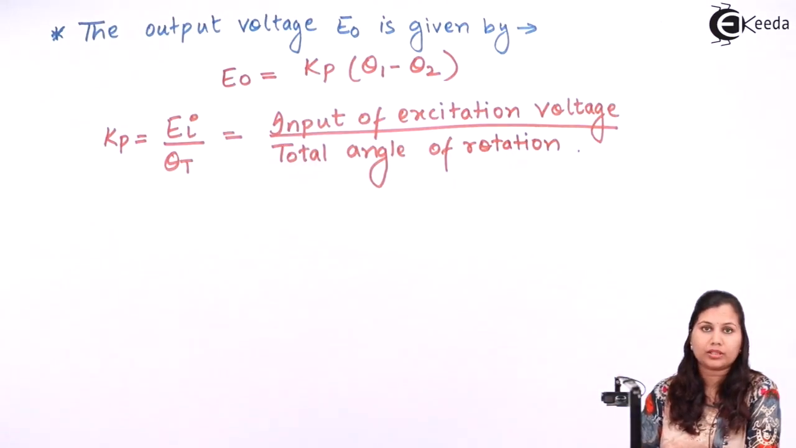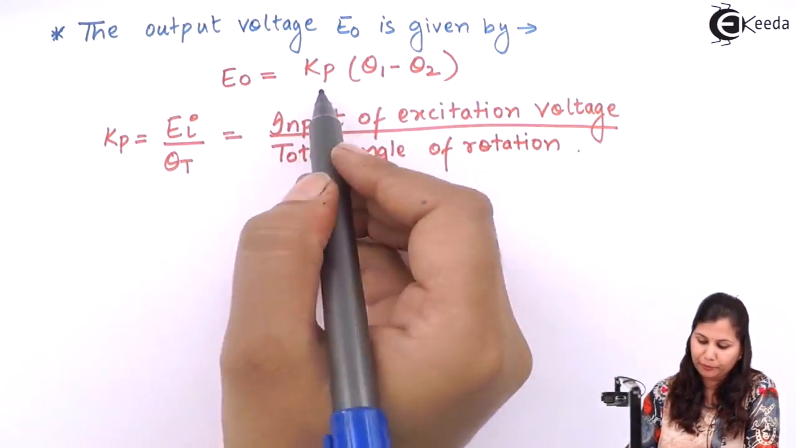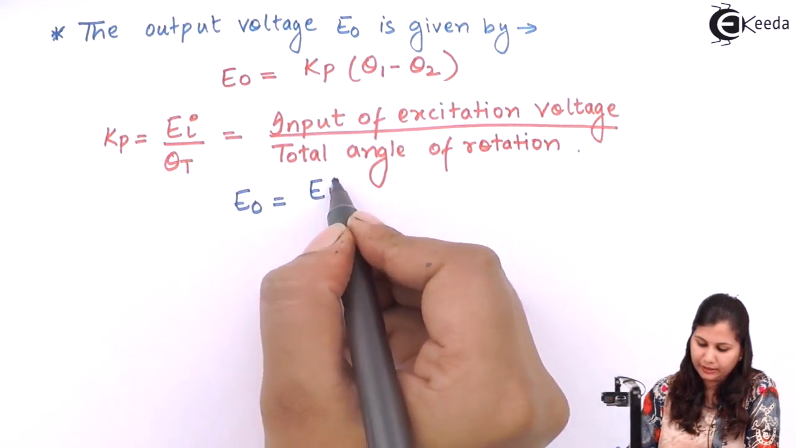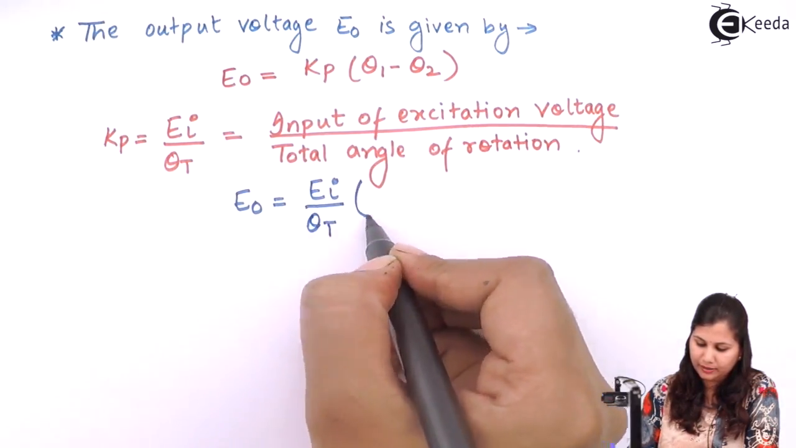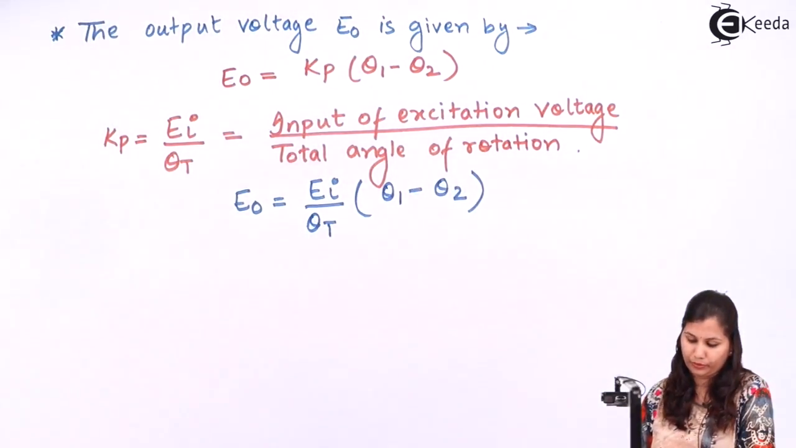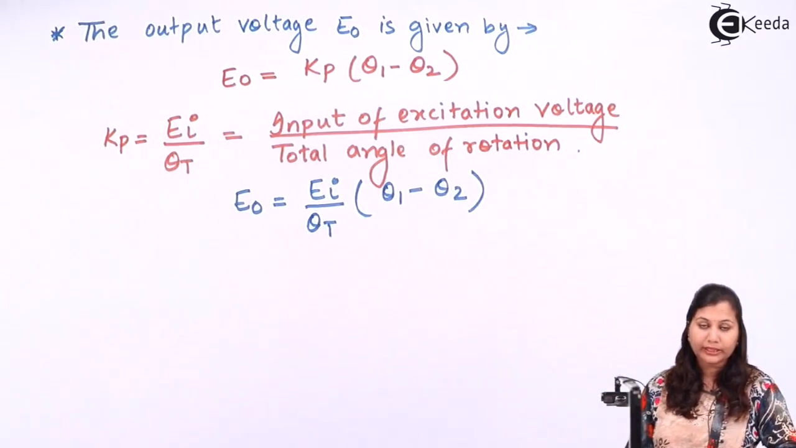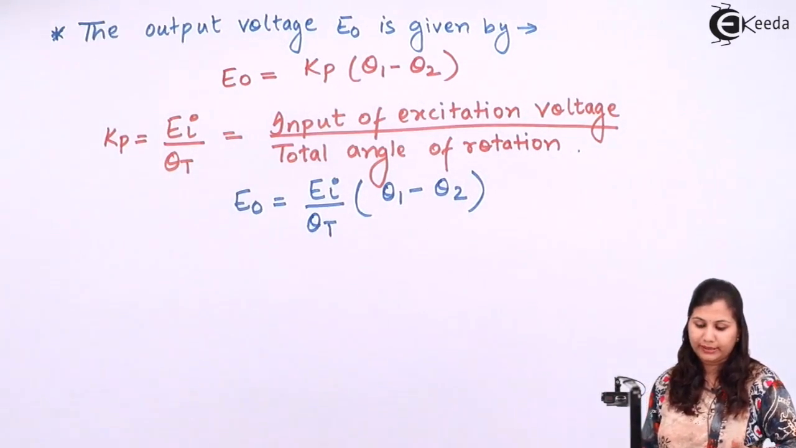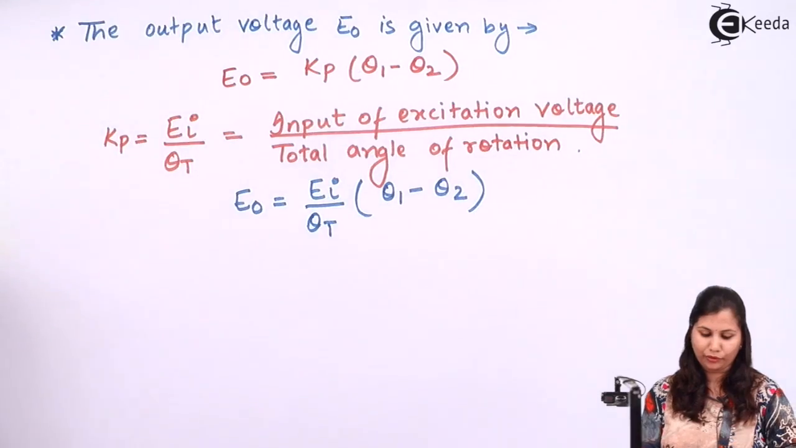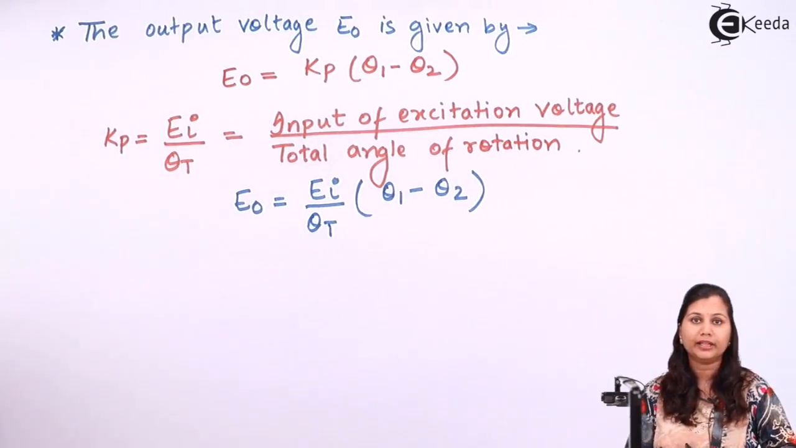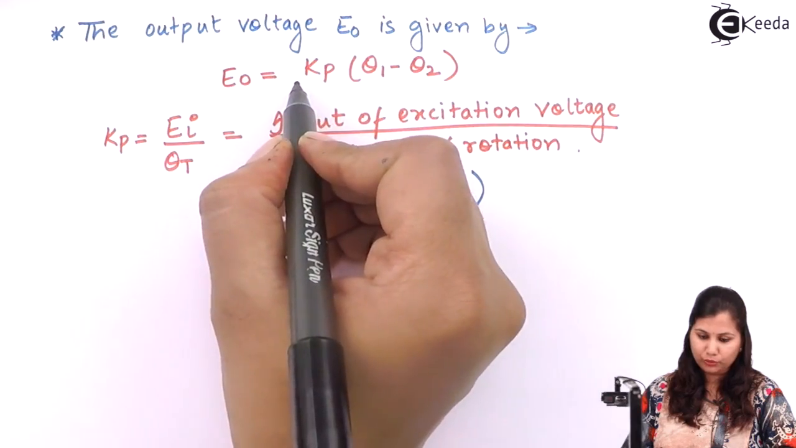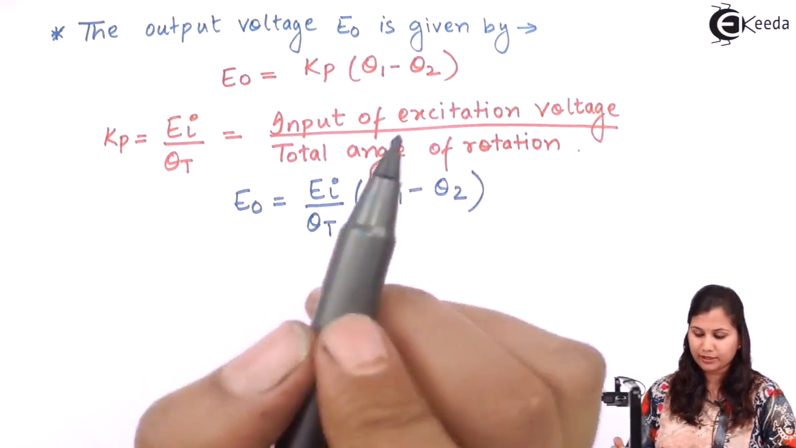So the E naught, that is the output voltage, if we put the value of Kp here, it will be Ei by theta t, theta 1 minus theta 2. Okay. Now if we draw the block diagram for this potentiometer used as an error detector arrangement, or for this double-ended arrangement, it will be like, here we are having E naught equals Kp theta 1 minus theta 2.